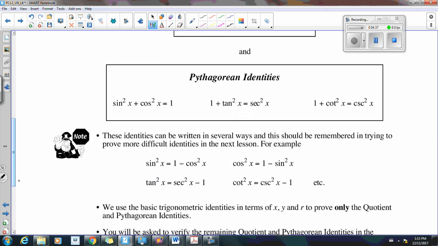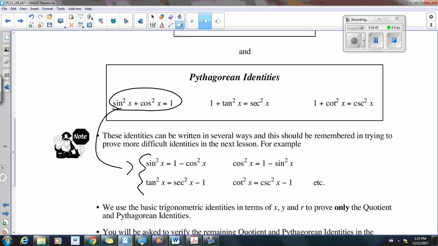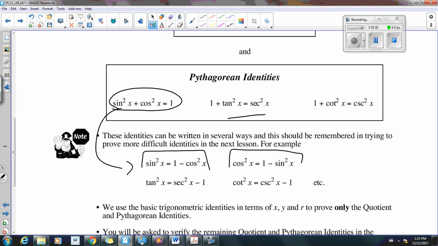What's important to remember is that these can all be rearranged. Sometimes it's not quite as obvious when we need to use them because it's written in a different form. So this one here can be written, if we first subtract cos squared x over, we get this version. We subtract sine squared x over, we get this version. But it's really all the same relationship. They've just been manipulated. The same thing goes for this one, it can be rearranged to look like this. This one can be rearranged to look like this.